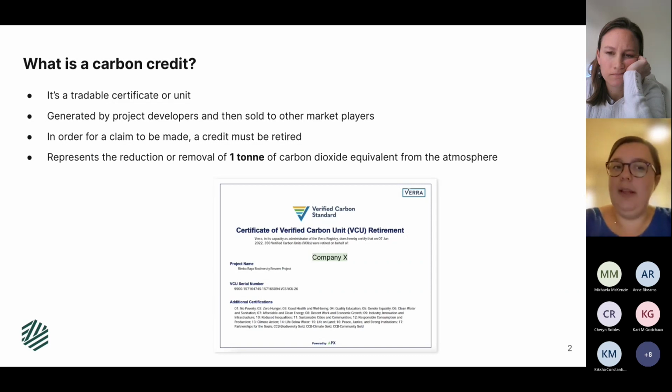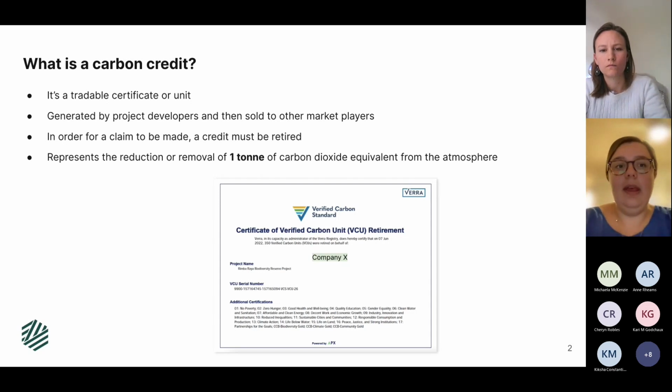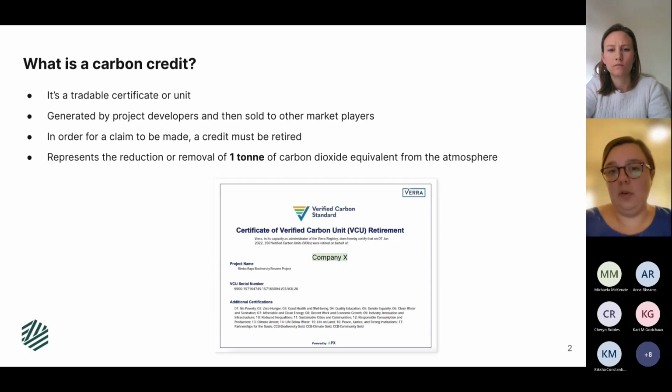So just very quickly, what is a carbon credit? A carbon credit is a tradable certificate or unit. So it's something that's immaterial. And it's generated by a project developer, and this is important because I'll be mentioning that a little bit. And it's then sold to other market players, such as companies, cities, and others.